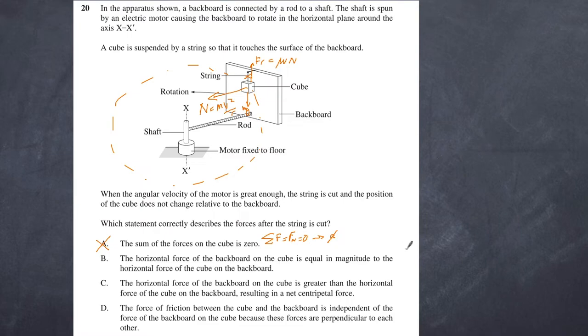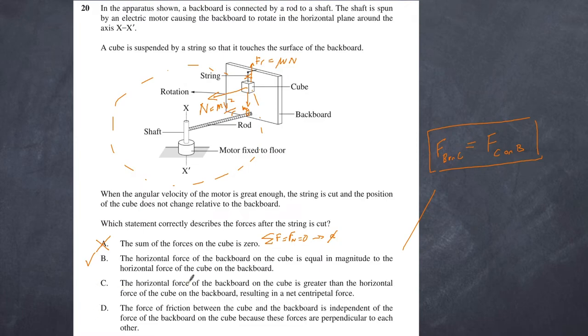Let's pull that up and make it really clear. We're saying that the force of the backboard on the cube is equal in magnitude to the force of the cube on the backboard. If you look very carefully, this is Newton's third law. Force of A on B equals force of B on A. And that is always true. So therefore, B is correct. Therefore, we have to look at C and D just to be sure that B is correct, and see why C and D are wrong.